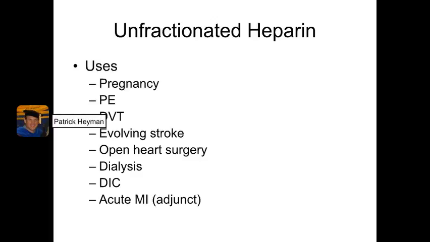Some uses that we can use heparin for: pregnancy, pulmonary embolism, DVT, evolving stroke, so a current stroke that's happening, open heart surgery, dialysis, DIC, again, that one is controversial, and acute MI as an adjunct, not as the primary drug. Primary drugs are going to be antiplatelet drugs.